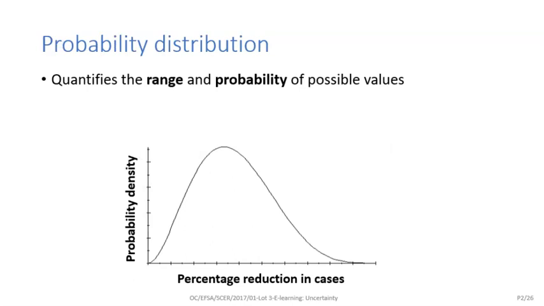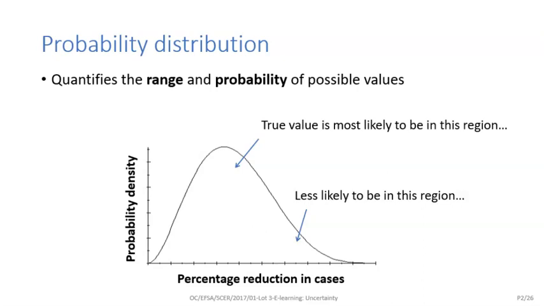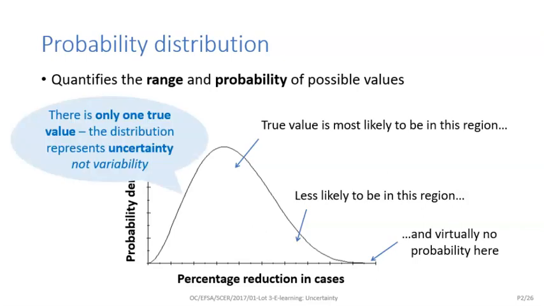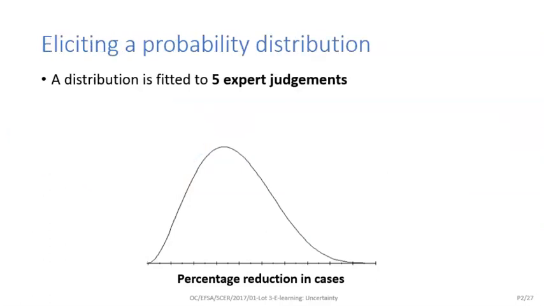A probability distribution quantifies the range and probability of possible values. The width of the distribution shows the range of values that are plausible for the estimate, in this case the percentage reduction in cases, and the vertical axis shows the probability of different values within that range. The true value is judged most likely to be in this region, less likely to be in this region, and virtually no probability here. Note that there is only one true value. The distribution represents uncertainty about that value, not variability.